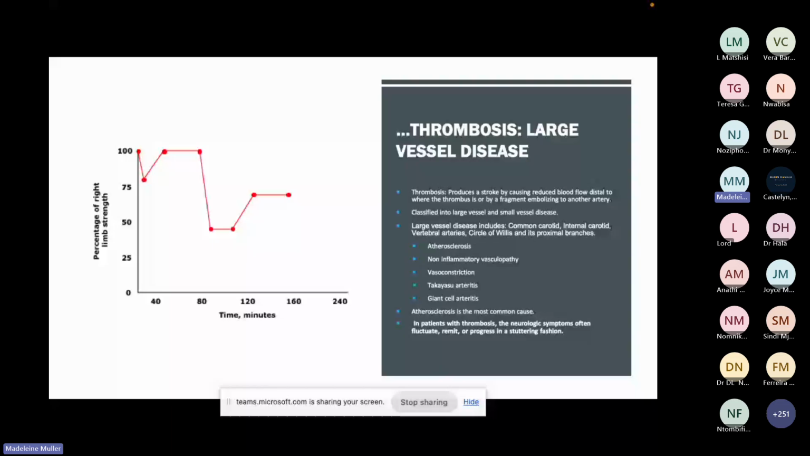In patients with thrombosis, the neurological symptoms often fluctuate, as you see on the graph there, with times of remission and then times of the neurological symptoms being worse again. So it comes in a stuttering fashion.